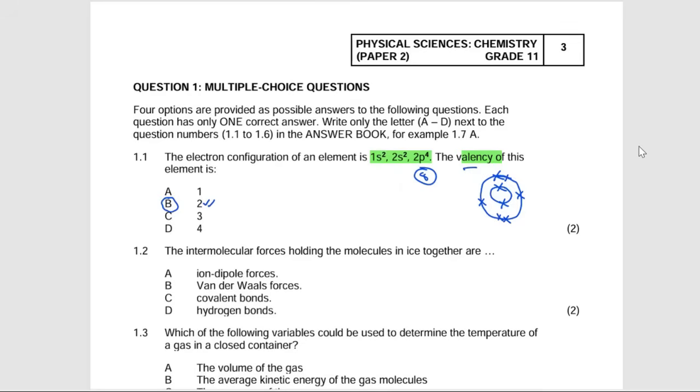Then we proceed to 1.2, which reads: the intermolecular forces holding the molecules in ice together are. So we're looking at the type of force that is holding the ice together. In terms of the ice, just know this is the same as your water. It's just a change of state to form ice, so it's still our water. What we know in terms of our water is that we have hydrogen bonds. Where do we find hydrogen bonds? Whenever hydrogen is bonded to fluorine, oxygen, and also nitrogen. So our correct answer should be hydrogen bond, which is option D.